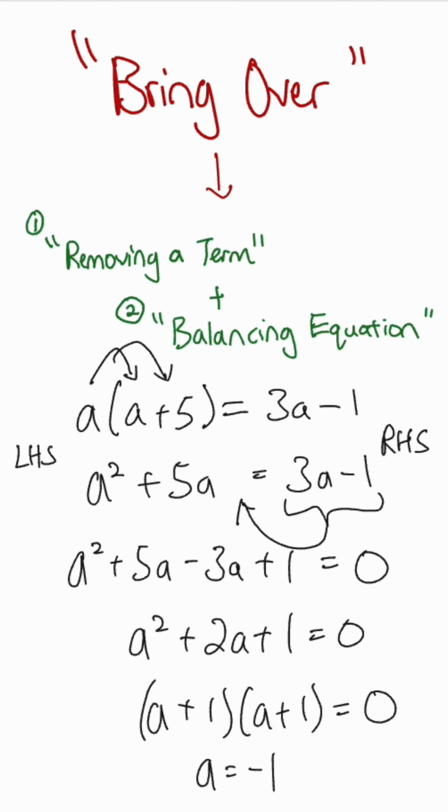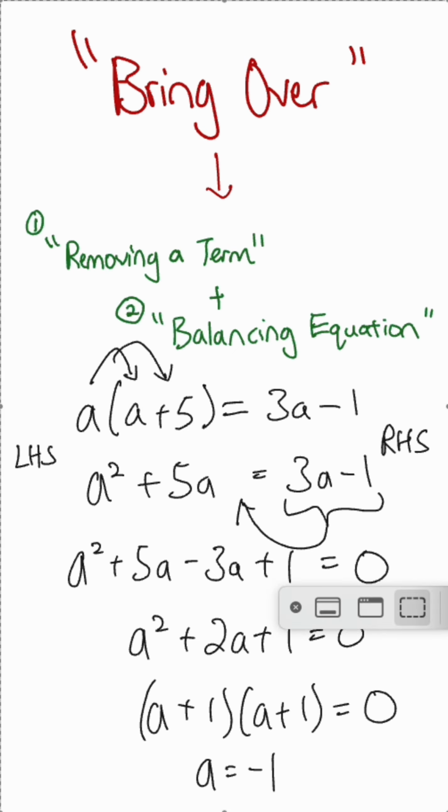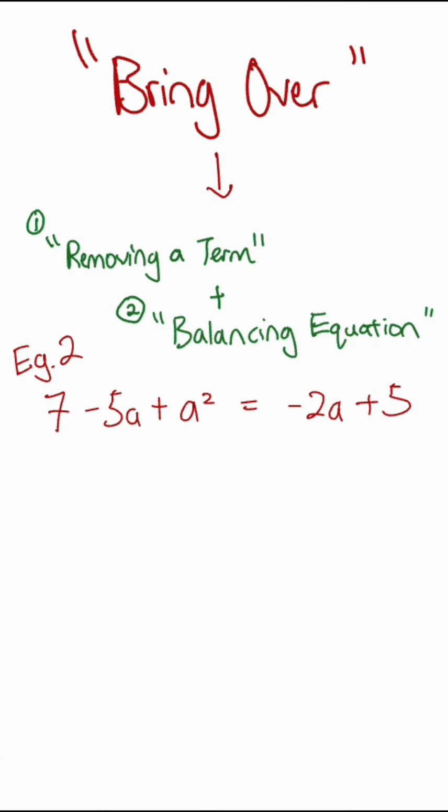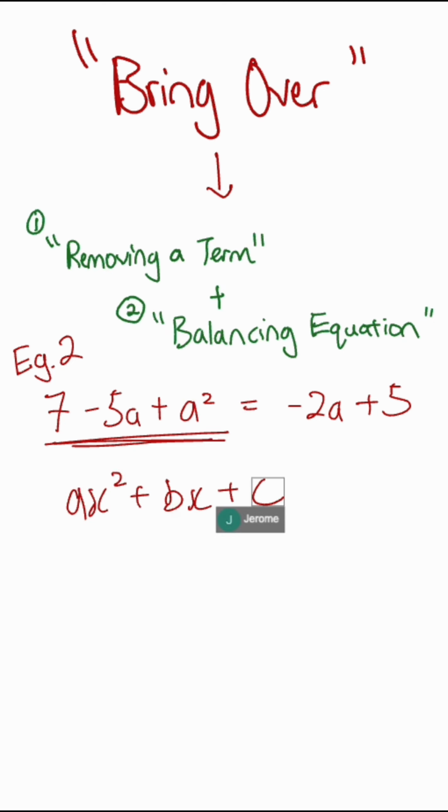However, what happens if you have another example? So now we have another example. 7 minus 5a plus a squared equals 2a plus 5. Okay, so now we need to think about how we arrange this in a neat fashion. As we can see, it's not in this manner, right? It's not in this x squared plus bx plus c form, right? It has to be in this format.